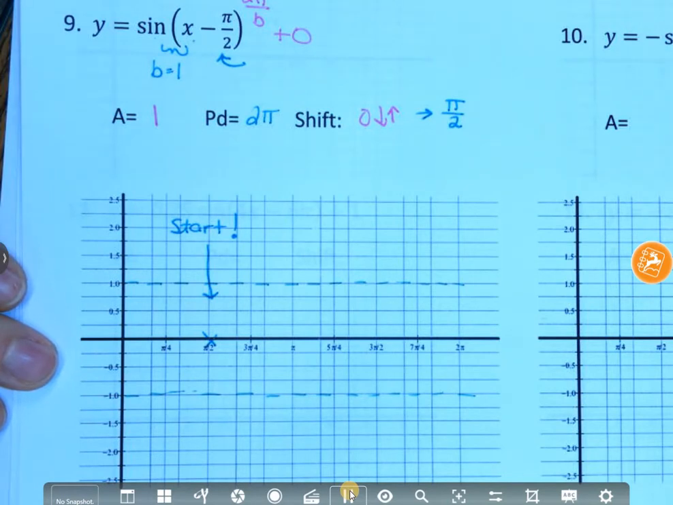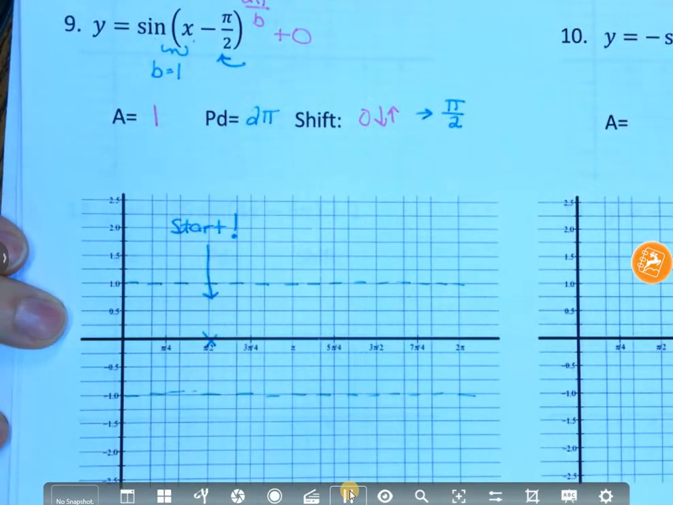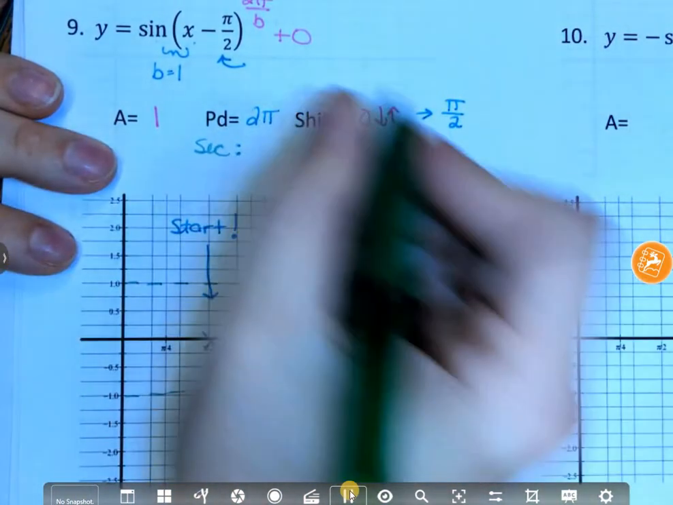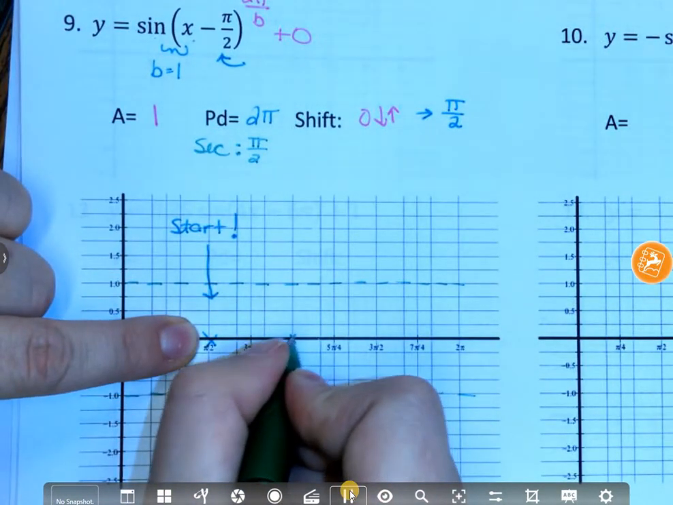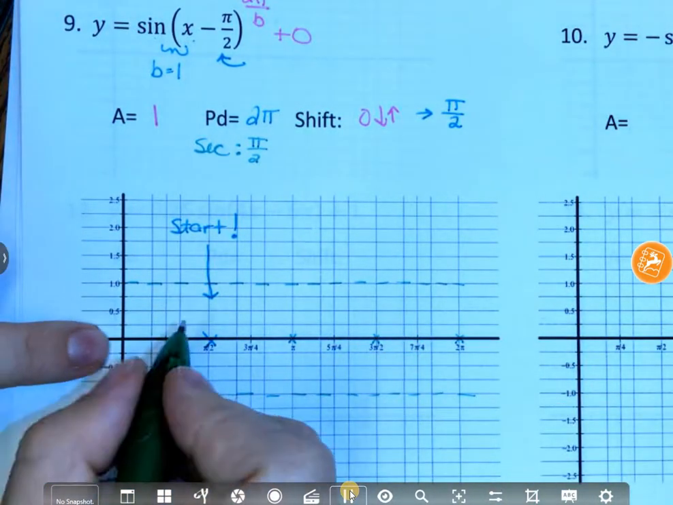Yes, you do. You do, because a wave goes in both directions. That's where my graph is going to start. My period is 2 pi. What is each section? Pi over 2. So pi over 2, another pi over 2, another pi over 2, another pi over 2, and then you got to back it up.